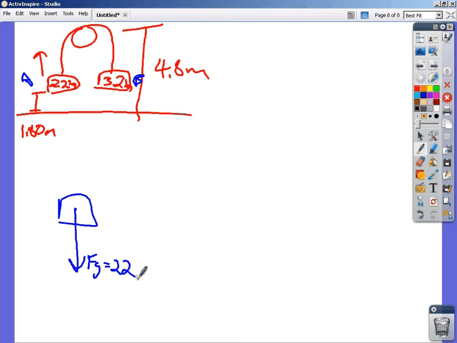For block B, you have some gravitational force, which is going to be close to 32 newtons. Sorry, forgot newtons over there. And then the same tension force.